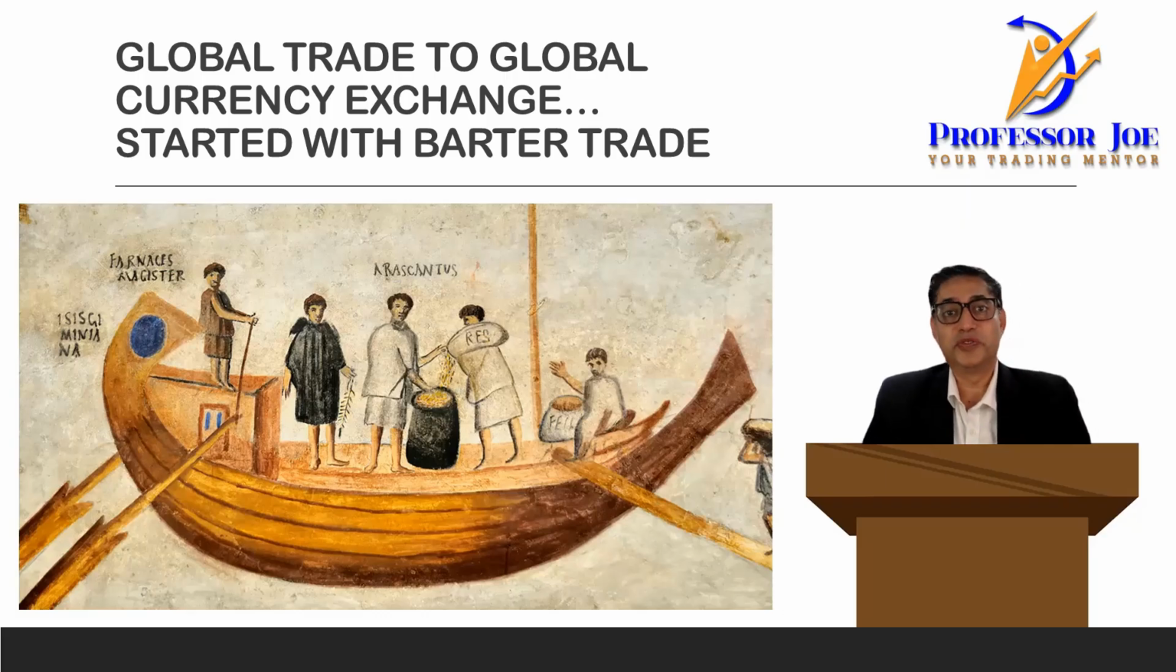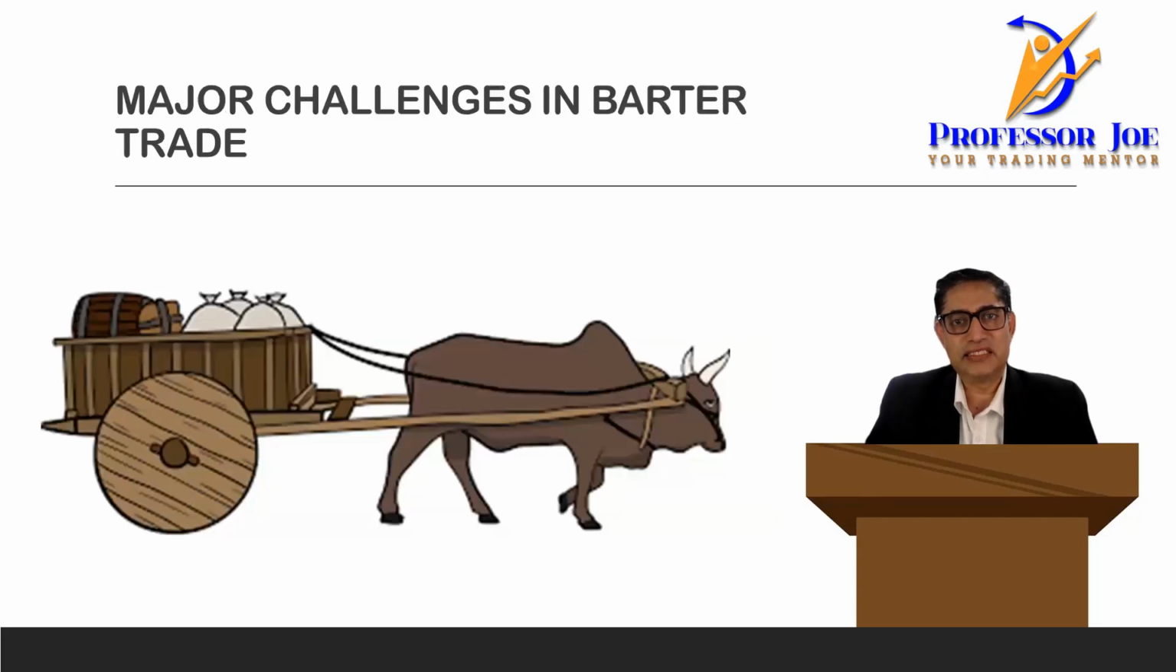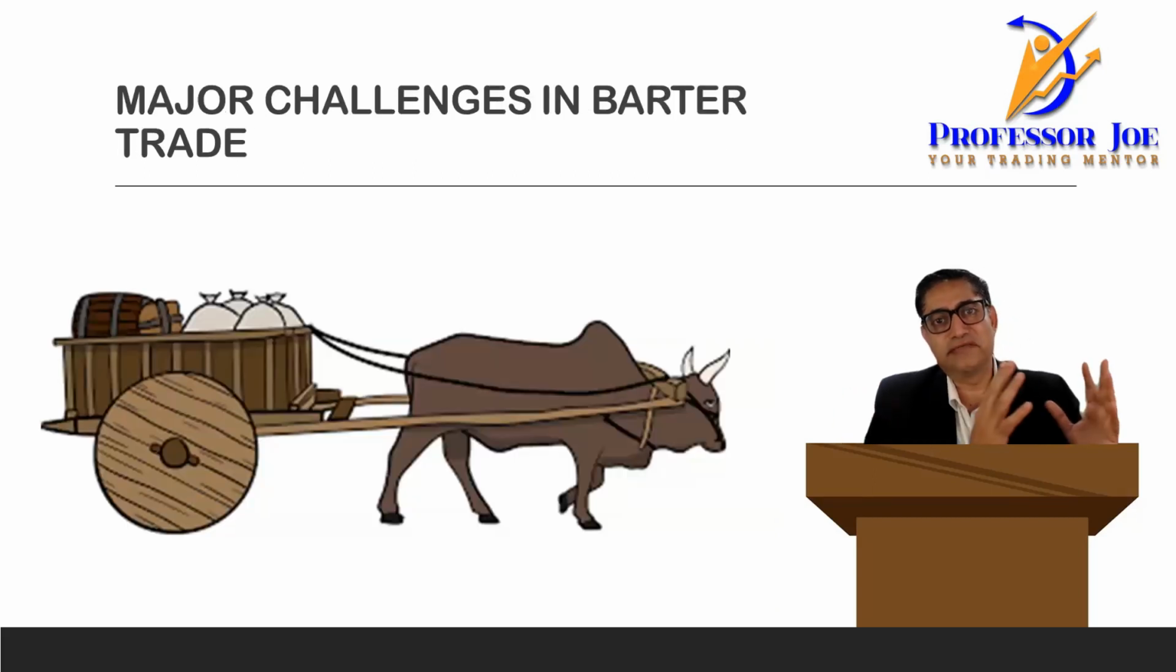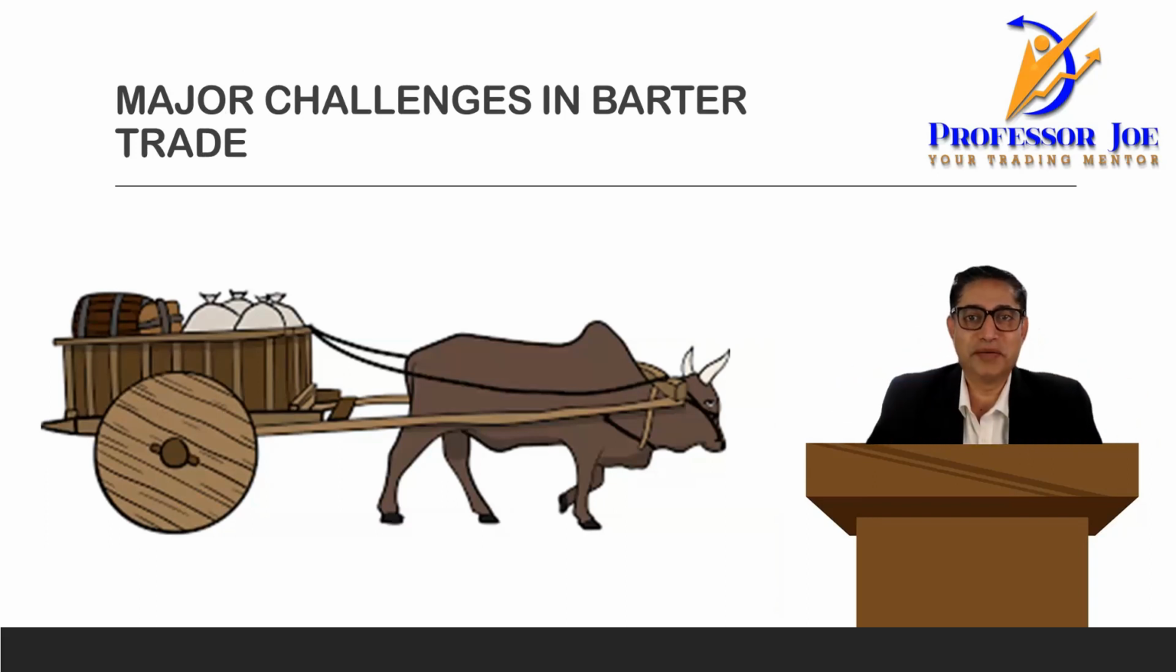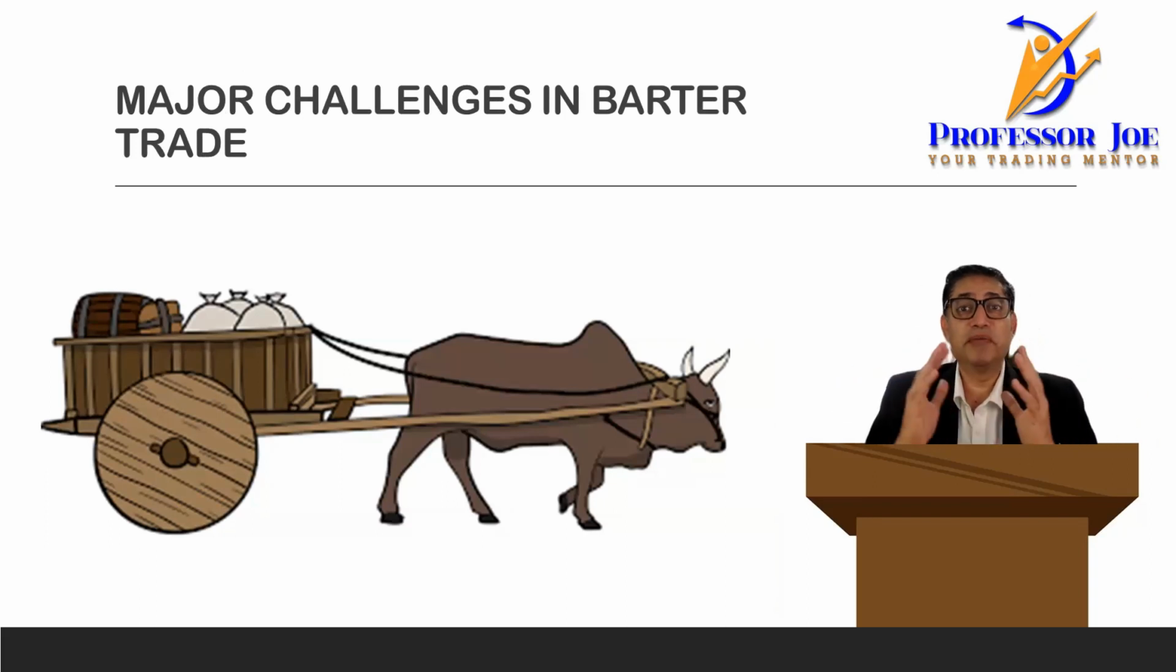Thousands of years ago, traders used to travel distances and sell goods in exchange for goods. This was called barter trading. But in barter trading, there were a lot of challenges, such as carrying a lot of stuff while going and carrying a lot of stuff while coming. So it was becoming very challenging for the traders and the merchants to continue doing it.